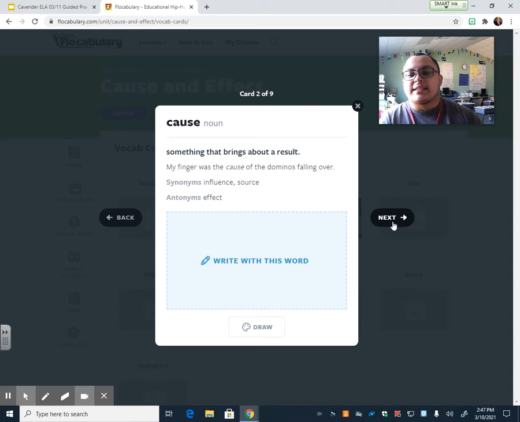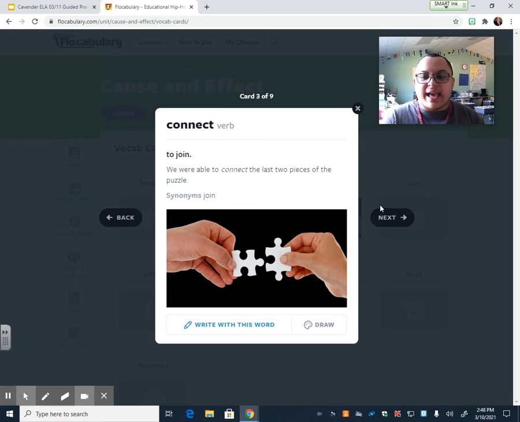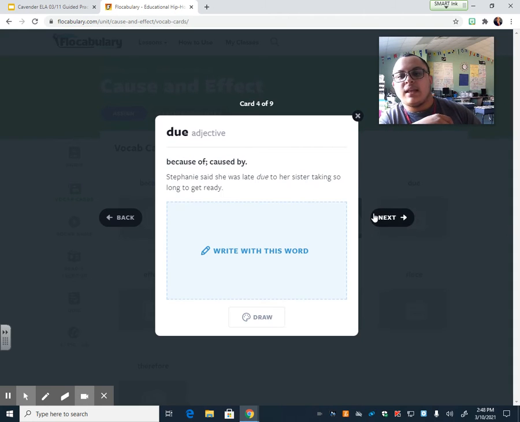Let's talk about cause. Cause is something that brings about a result. My finger was the cause of the dominoes falling over. It caused something to happen. Next, we have the word connect. So it's to join. Think about a puzzle. It joins two pieces. We were able to connect the last two pieces of the puzzle.